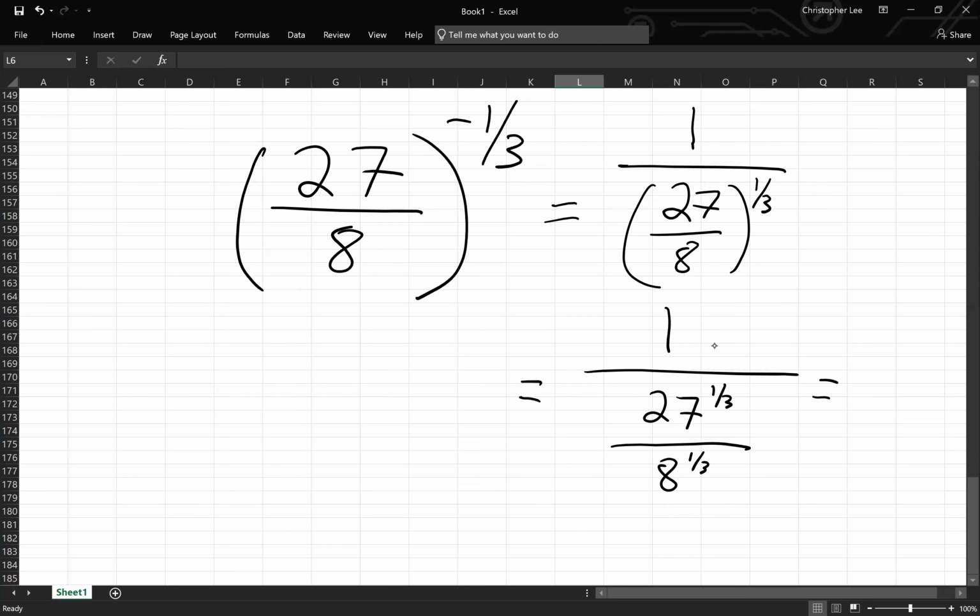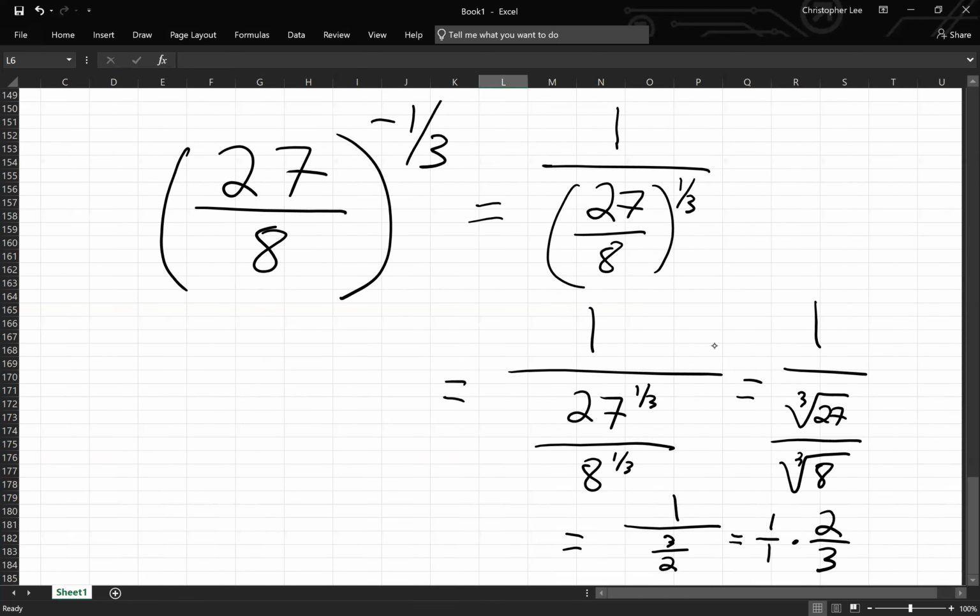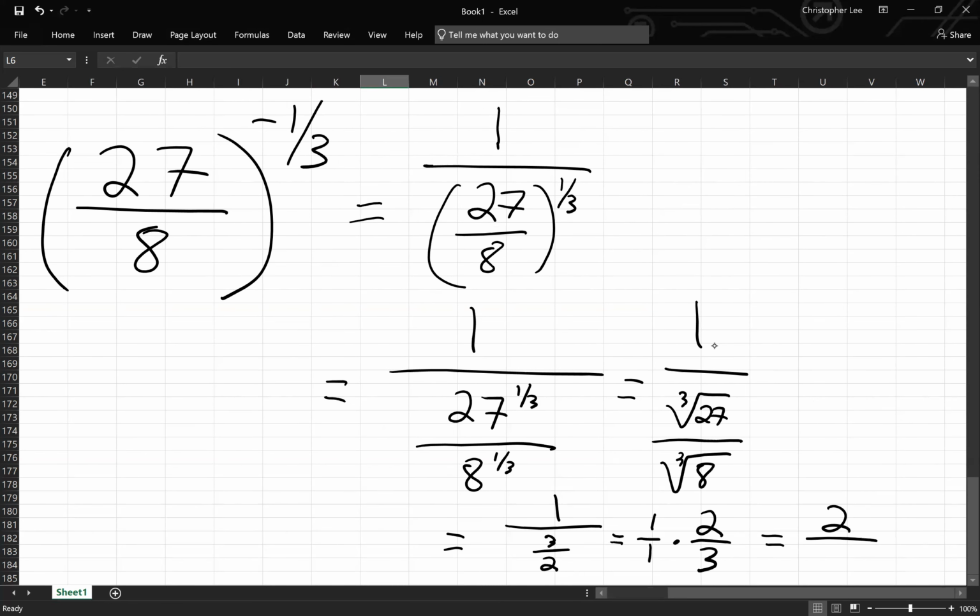All right. And then 27 to the 1/3 power is what? Like, here's what I'm asking you. What's the cube root of 27? Right. And the cube root of 8? 2, right? So this is 1 over 3/2. And then now keep, change, flip, right? So I'm gonna keep the numerator, change the multiplication, flip the denominator, right? So final answer is just 2/3. And that's it.